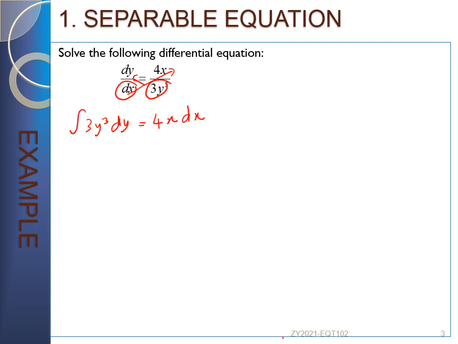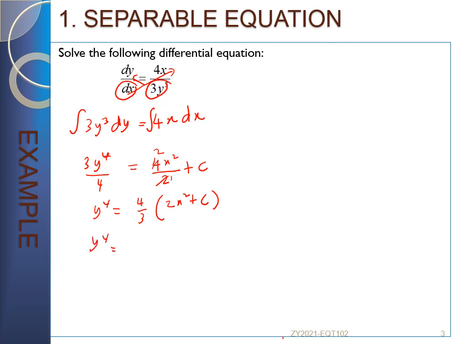Okay, the next step is we will integrate it. So 3y cubed, 3y power 3, will integrate with respect to y, 3y power 4 divided by 4 equals 4x squared over 2 plus c. And then we bring 3 over 4, so y power 4 is equal to 4 over 3 times 2x squared plus c.